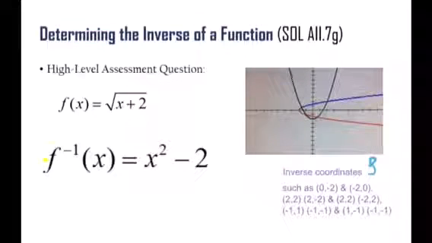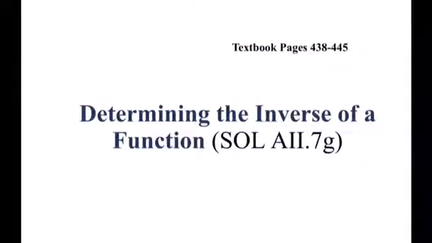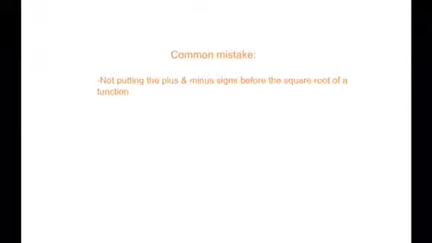Graphically, this would end up being quite similar to the first function that we have solved. The inverse coordinates would be such as (0, -2) and (-2, 0), and so on. This lesson can also be found in the textbook pages 438 through 445. A common mistake is not putting the plus and minus signs before the square root of a function, though this can also be applied to other types of problems.